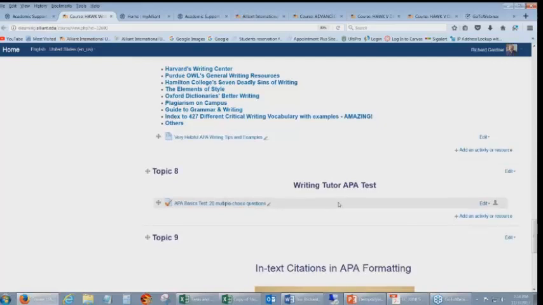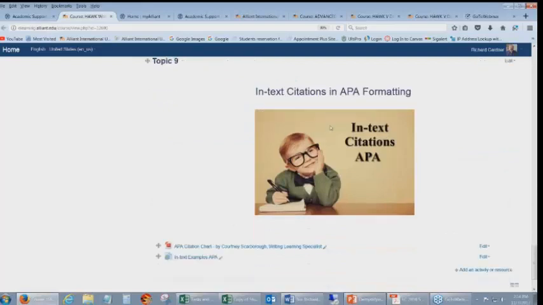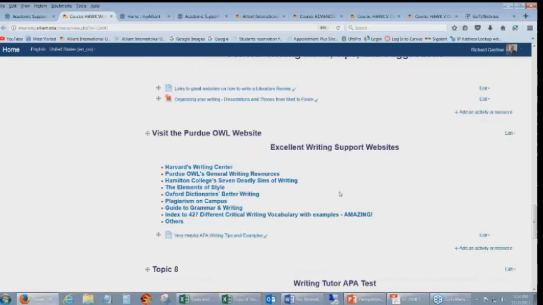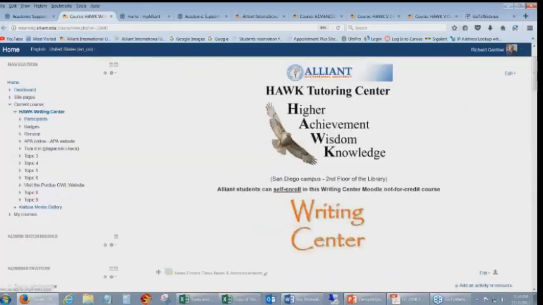But again, everything about writing, in-text citations, and I put the cute little pictures up there to try to make it less, what's a good word, less formal, right? We like to keep everything uplifted and spirited here. Okay, so that is the HAWK Writing Tutoring Center. That's all the online resources, but let's keep going.